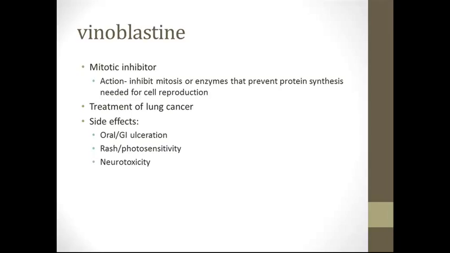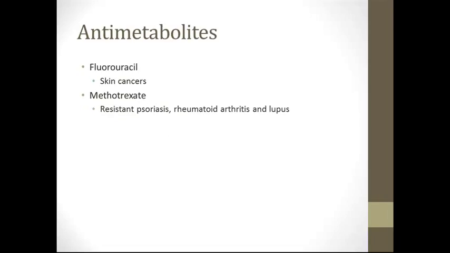Vinblastine is a mitotic inhibitor. Action: it inhibits mitosis or enzymes that prevent protein synthesis needed for cell reproduction. Most often used as a treatment for lung cancer, especially in those who are elderly. Some side effects of this medication are oral GI ulceration, rash or photosensitivity, and neurotoxicity.